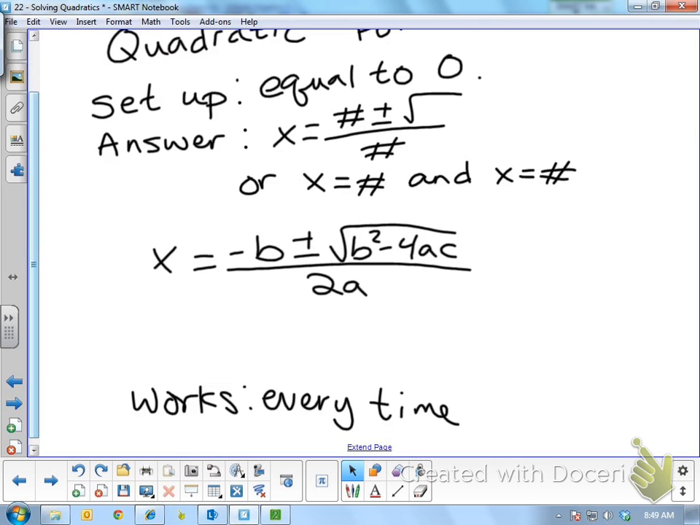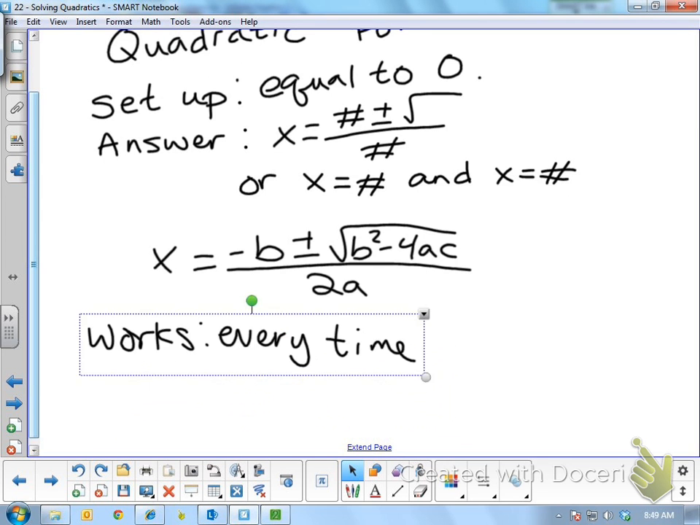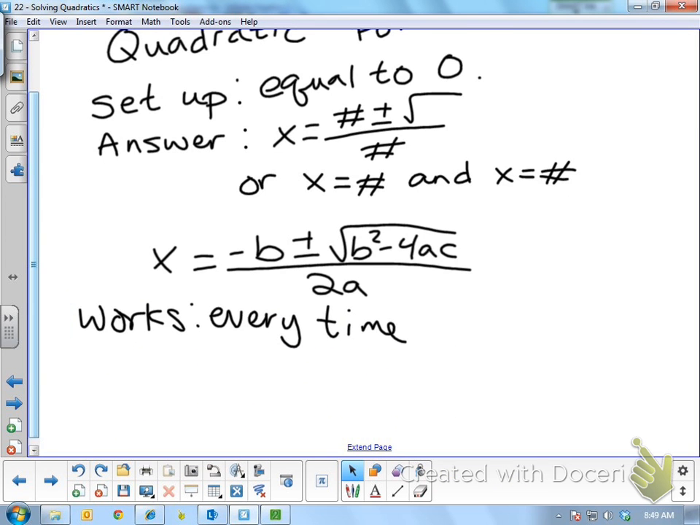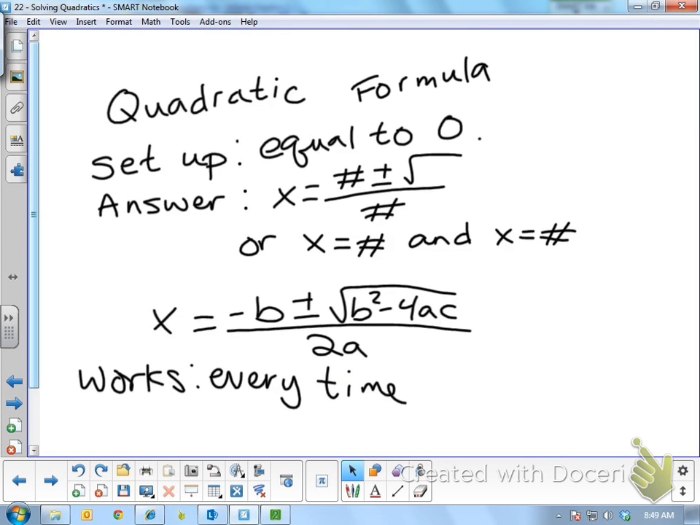Okay, so last one is quadratic formula. Again, we're not going to go through an example. This is all you're going to have in your box. Quadratic formula. Again, the setup is we must be equal to 0, which we practiced. Our answer is going to be the largest answer out of any of them. Either number plus or minus square root divided by a number. And right now, that's what your answer will look like.